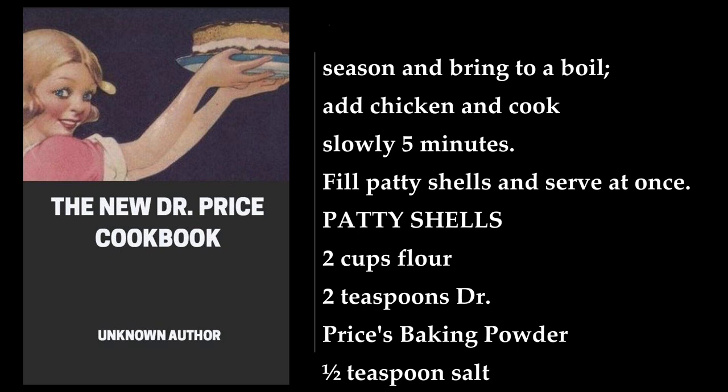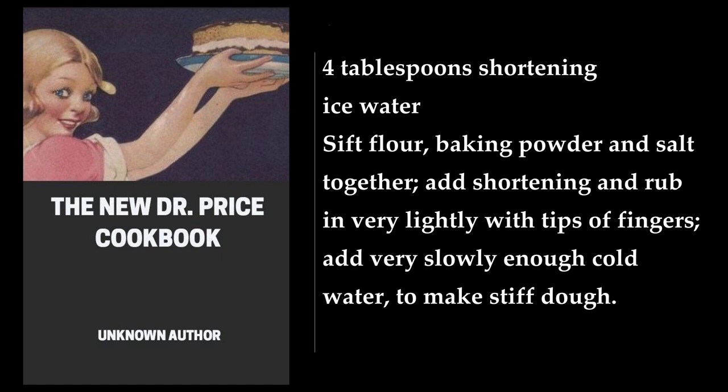Patty shells. 2 cups flour. 2 teaspoons Dr. Price's baking powder. 1/2 teaspoon salt. 4 tablespoons shortening. Ice water. Sift flour, baking powder and salt together, add shortening and rub in very lightly with tips of fingers, add very slowly enough cold water to make stiff dough.